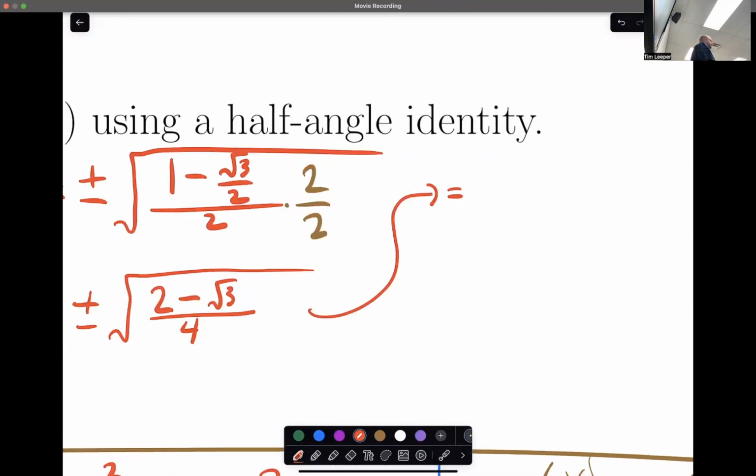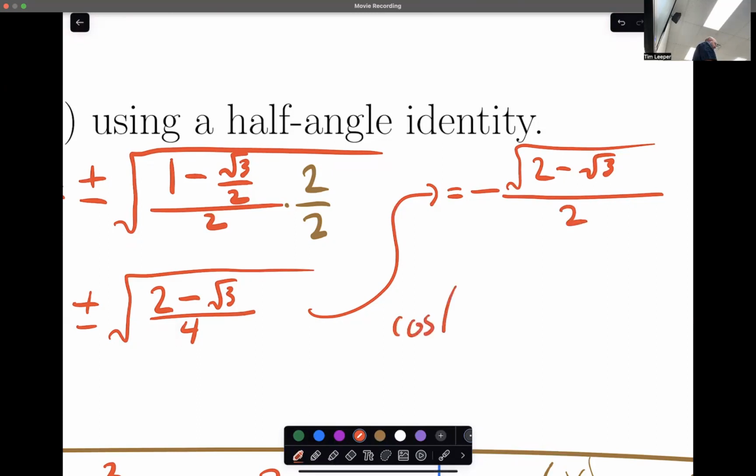Now, cosine in the second quadrant is negative, so I'm just going to use a negative instead of the plus or minus because that's what we need here. I'm going to take the square root of both the numerator and denominator separately. So we're going to have the square root of 2 minus the square root of 3 in the numerator. And then all over in the denominator, what's the square root of 4? 2. There we go.